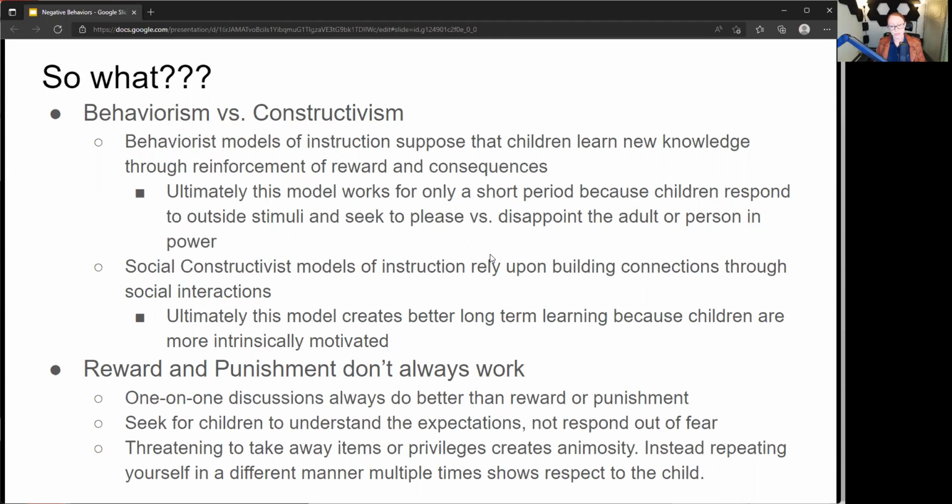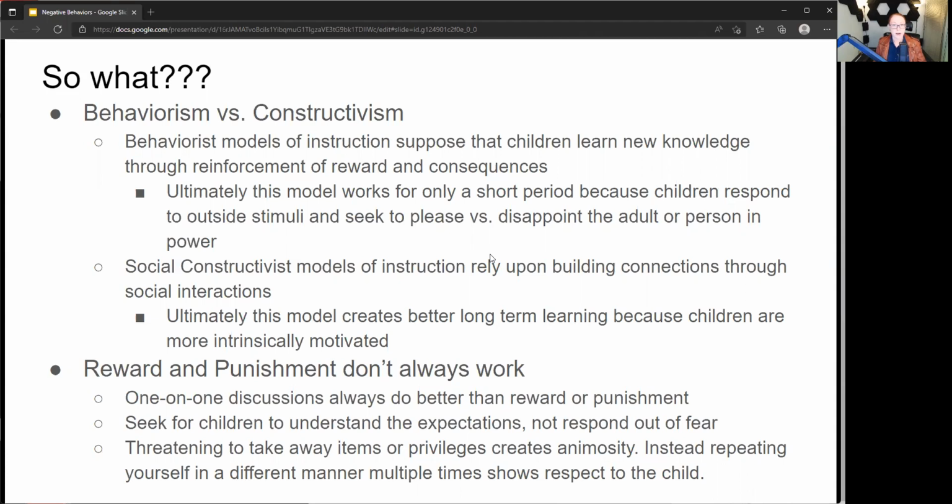So I would highly suggest you go back and watch the first and second if you haven't already at this point. But this model means that learning is also intrinsically motivated, right? And that's a better long-term approach because now they're learning for the sake of learning, not learning for the sake of reward or punishment, which is fleeting. It's not going to always be there, right?